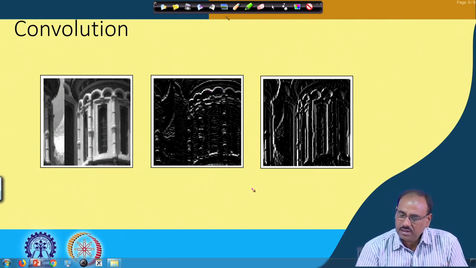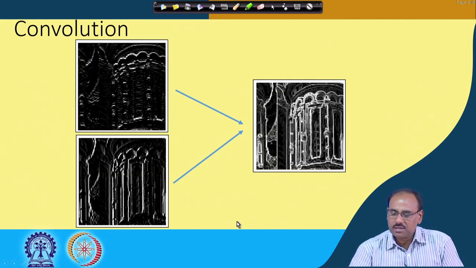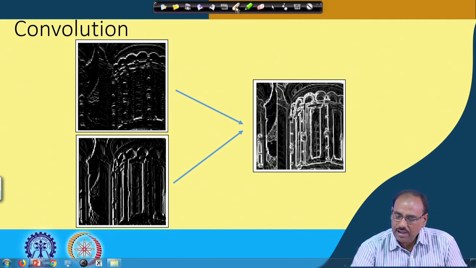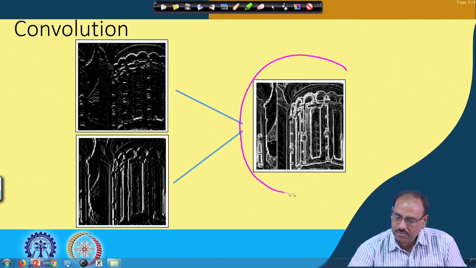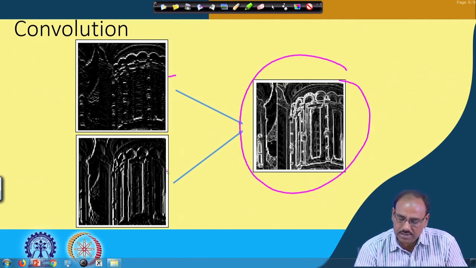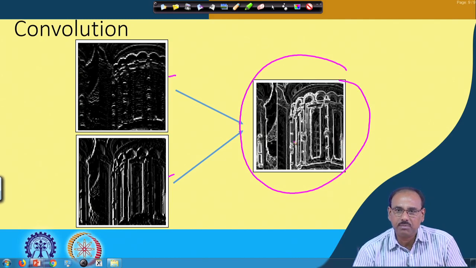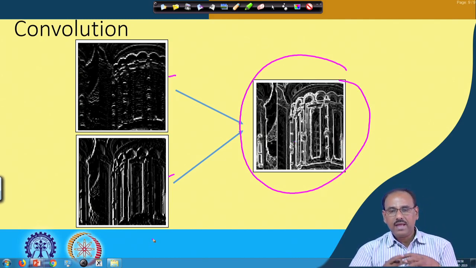And if I combine the outputs of these two operators, this is the edge map that I get. If I combine these horizontal edges and vertical edges, I get the complete edge map. This edge map tells you some features of the input image, because in many cases the information in the image is actually contained in the edge map. Using this, your recognition or understanding of the image will be very convenient.